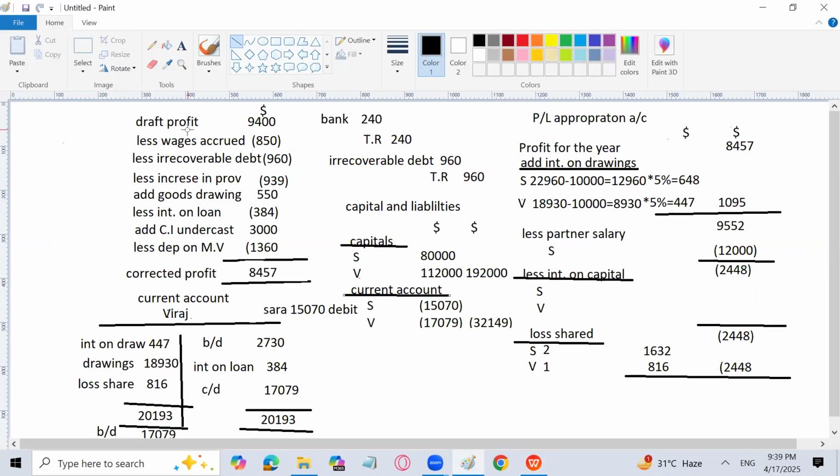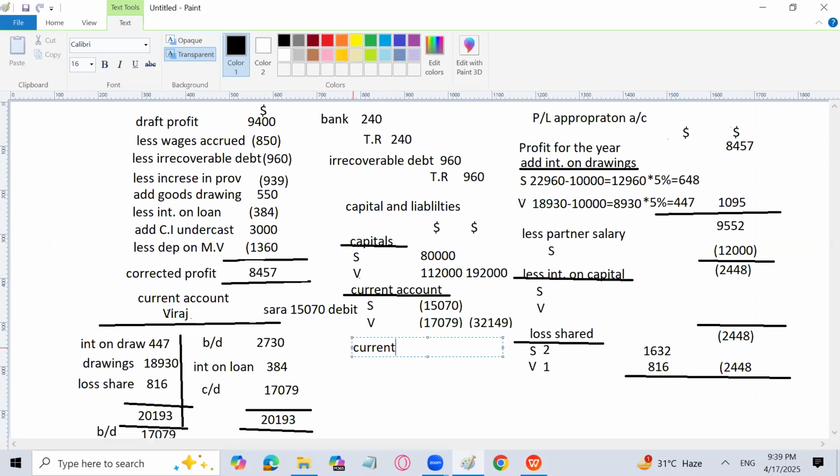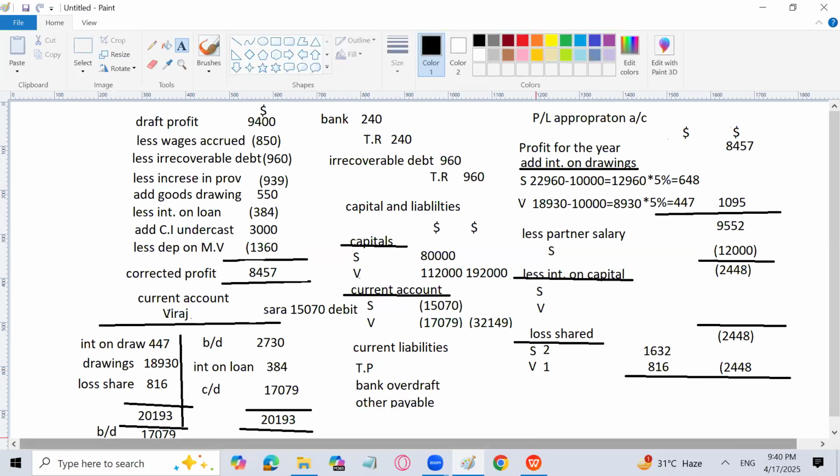Okay. Now let's see, there is no non-current liability in the question, so we don't need any non-current liability section. We'll go for the current liabilities now. In current liabilities, we have to write the trade payable. Then bank overdraft. Then wages owing, which can be written in other payable. We can add it in other payable, or we can write it separately also. It's up to you. Now let's see what amounts are given.